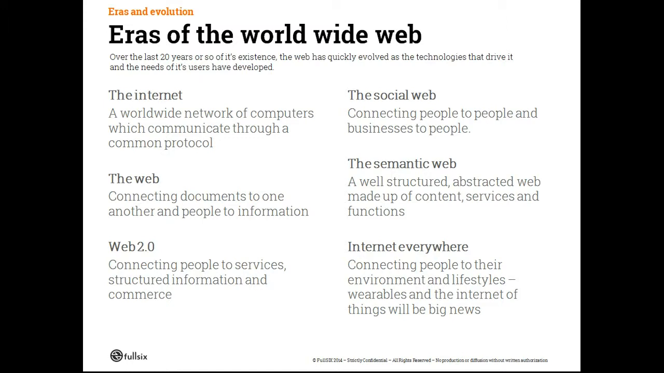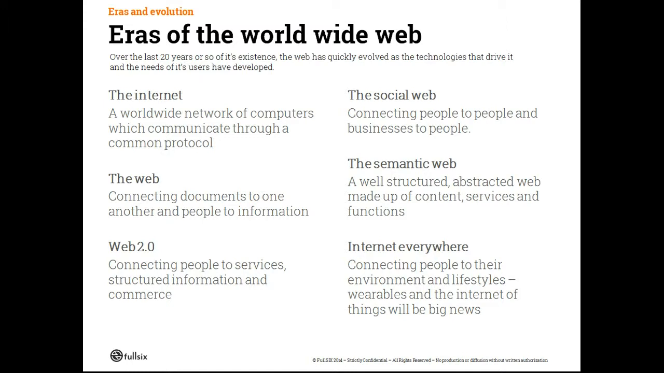Web 2.0 came along in the early 2000s, and this started to become more application-focused. So you could start to do stuff on the web, not just consume information. You could connect to services, and you could connect to structured information. You could do commerce and transactional stuff. After that came the social web, which is still very prevalent now. And that became not about connecting people to documents or people to services, but about people to people or people to businesses directly.